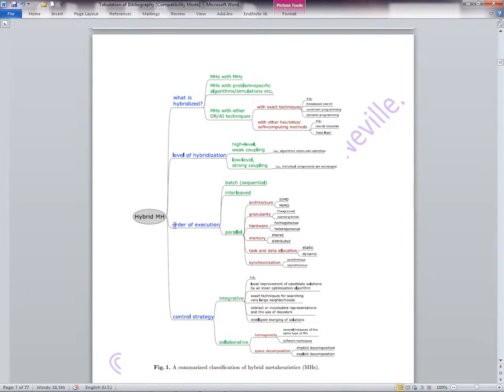So you can see here that you might think hybrids, well, it's just one issue, isn't it? But no, there's lots of sub-issues in it. Anything from controlling the hybrids, because a hybrid is a number of items working together, or the order of execution of the hybrids. Are they sequential, one after the other, or are they parallel? Or the level of hybridization. And then an explanation of what they are. So this diagram is a research relevance tree.